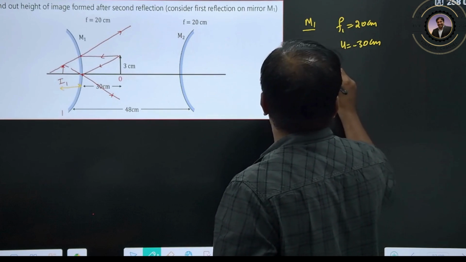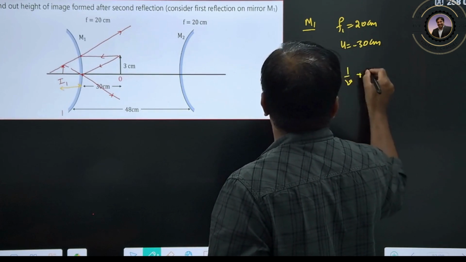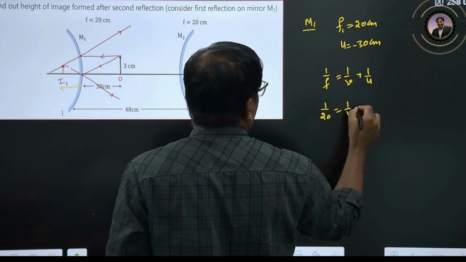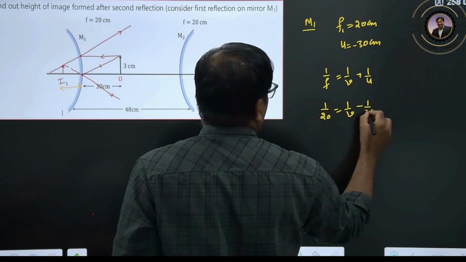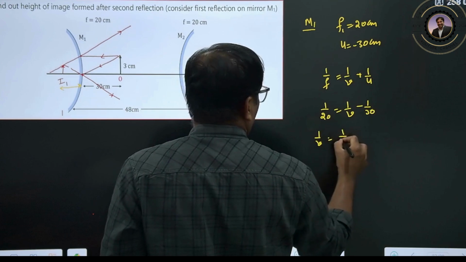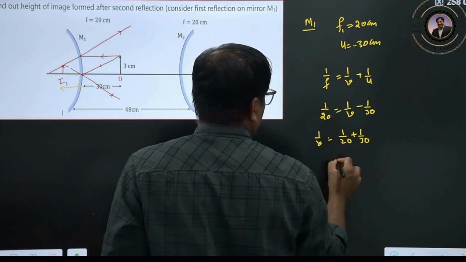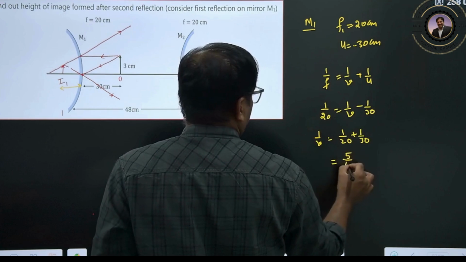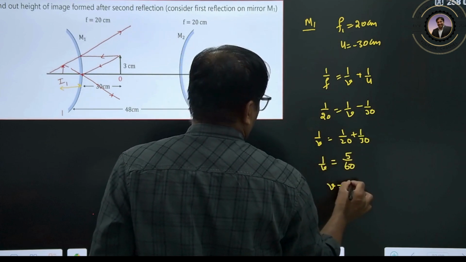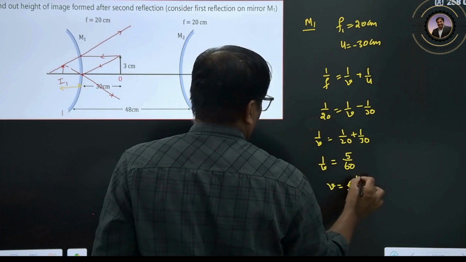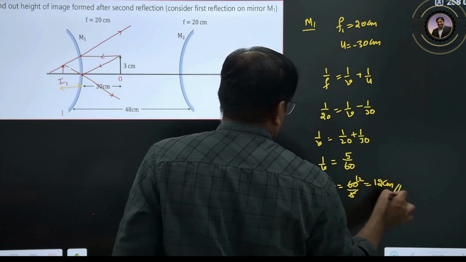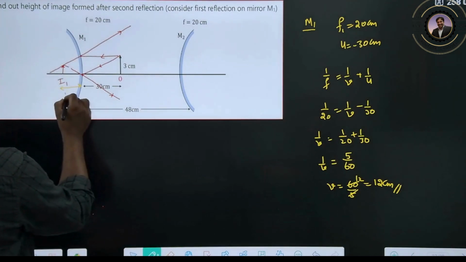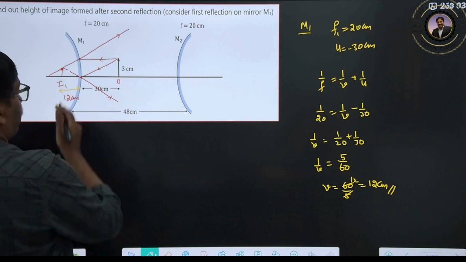Now, 1 by f is equal to 1 by v plus 1 by u. So 1 by 20 equals 1 by v minus 1 by 30. Therefore, 1 by v equals 1 by 20 plus 1 by 30. How much will it be? You make it 60, this is 3 and 2. So 5 by 60, 1 by v equals 5 by 60, so v is 12. This image is formed at 12 centimeter from this mirror.